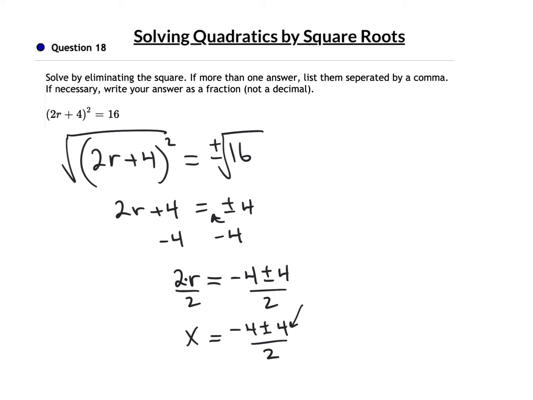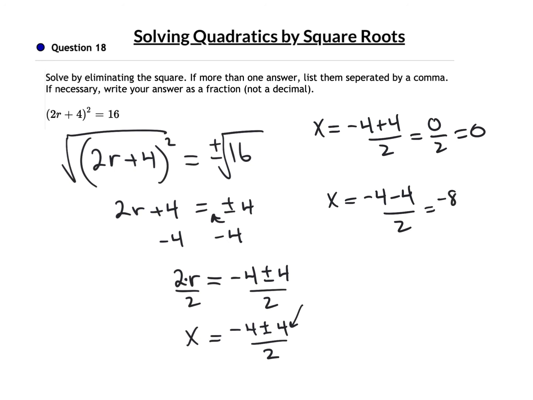However, here, they're all integers, just regular old numbers, and we can simplify. There are two answers. One is negative 4 plus 4 divided by 2. The other is negative 4 minus 4 divided by 2. First one becomes 0 divided by 2, which is 0. The second one becomes negative 8 divided by 2, which is negative 4. Our two answers then are 0 and negative 4.